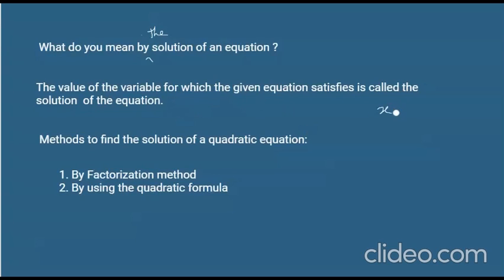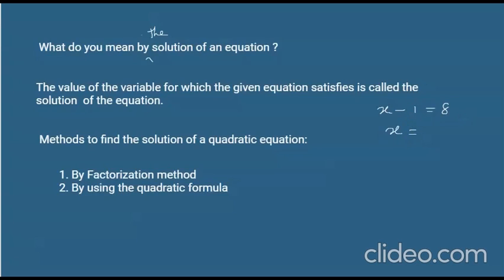Suppose we have an equation. For example, a simple linear equation, let's take x minus 1 is equal to 8. It's a linear equation, it's of first degree. So what do you mean by the solution of this equation? Here the variable is x and the constants are negative 1 and 8. According to this definition, the value of the variable for which the given equation satisfies means if you substitute the value instead of x, LHS must be equal to RHS.